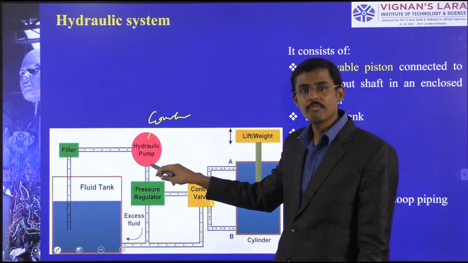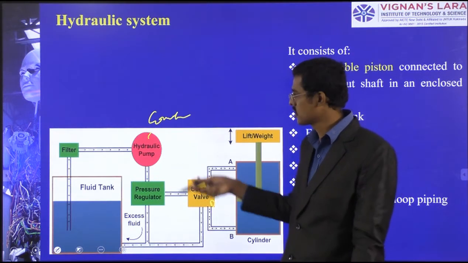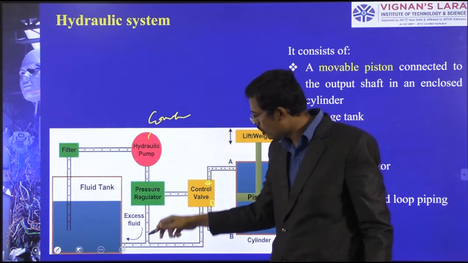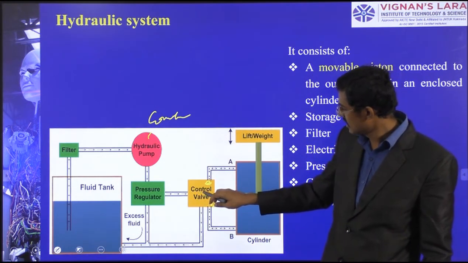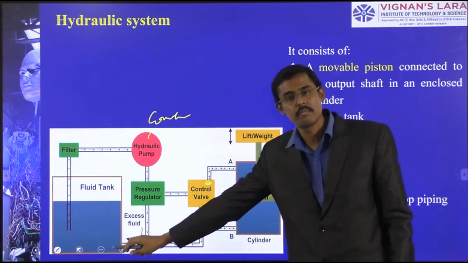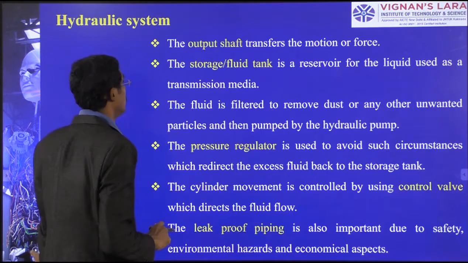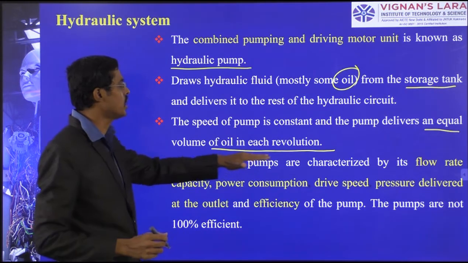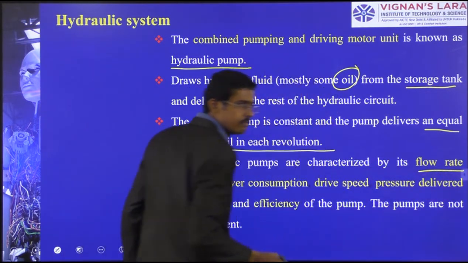After equal amounts of pumping action, this regulator will take 80% or 70% of the 100% of the pumping from the pump, and then the remaining 20% will go back, and this connection is connected again back to here. From the control valve also it is going back to the reservoir. So this circuitry is very important.